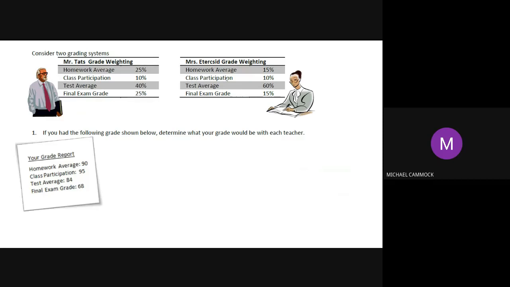Okay, so what we're going to do now is we're going to use both of these grading systems for this person's scores. So this person had these averages for homework, class participation, test average, and final exam. We're going to see if this person was in Mr. Tat's class, what would he or she get? If this person was in Miss etc. Sid's class, what would she get based on this weighting system? Now remember, the formula that we just talked about, and I'll go back and show you what that formula is.